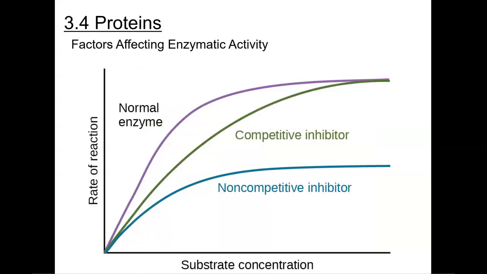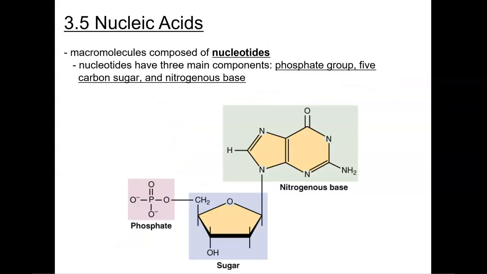Factors that could affect this rate: here we see substrate concentration. You can have a non-competitive inhibitor. Notice how its rate of reaction enhances and then stays constant. If it's a competitive inhibitor, it rises and continues, but it rises at a steady rate. And then you have normal enzymes, which will come in, and they're usually at higher rates.